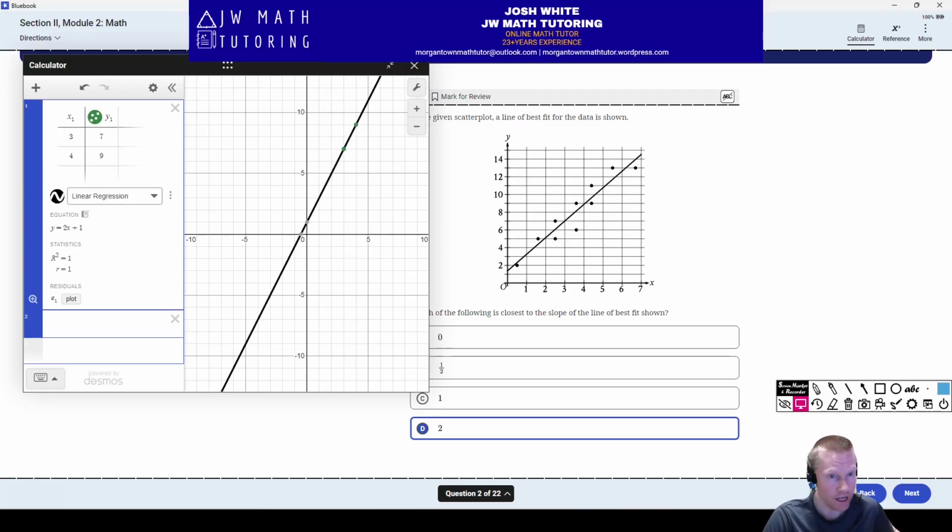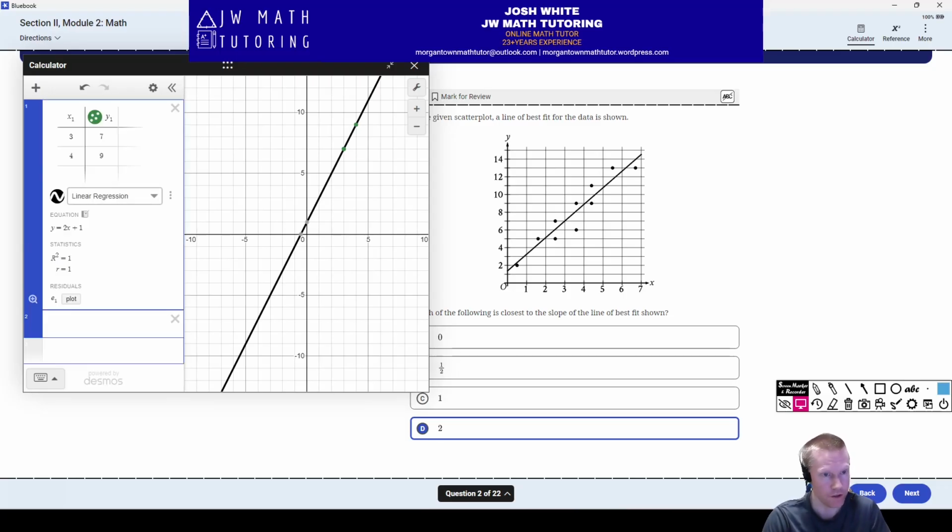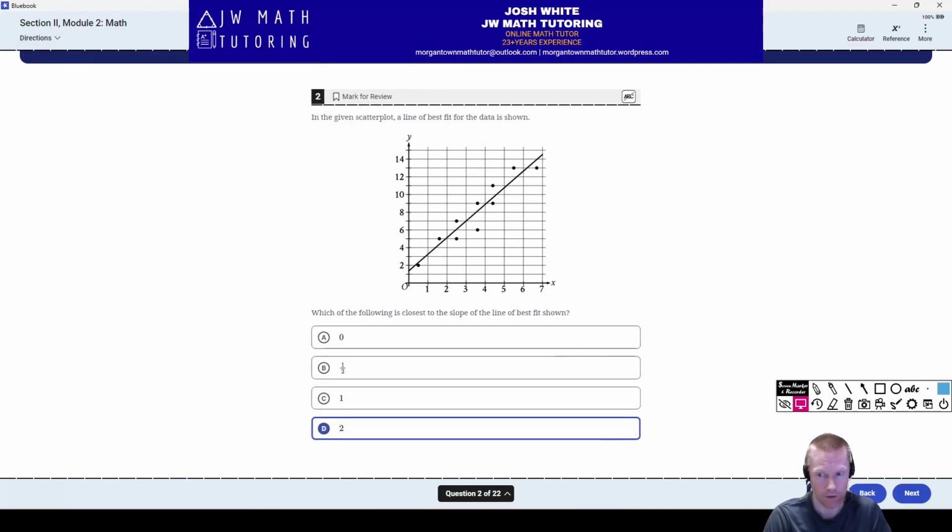Anyways, we click this now. Linear regression is the default, which is what we want, so we don't have to do anything with the dropdown. And right here, notice the slope is 2. Okay, so that just confirms that we have the correct answer.